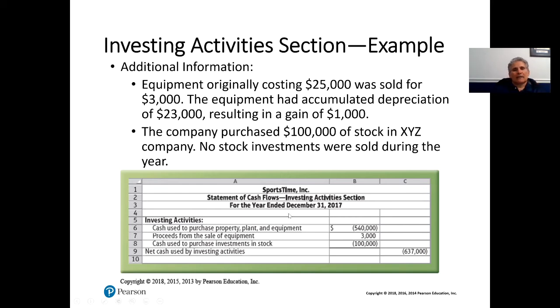And then finally, the last bullet point says the company purchased $100,000 of stock in XYZ company. That's used, we purchased, that's money going somewhere else. So cash used to purchase investments in stock, negative $100,000. So we're going to sum this up. That's a negative $540,000. We're going to add $3,000, but then we're going to subtract $100,000. And that means that the sum of this is equal to negative $637,000. That's net cash used by investing activities. Negative $637,000.